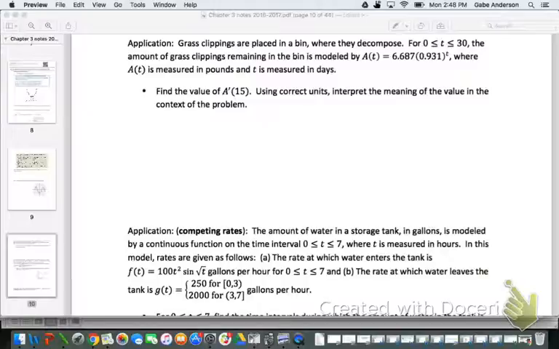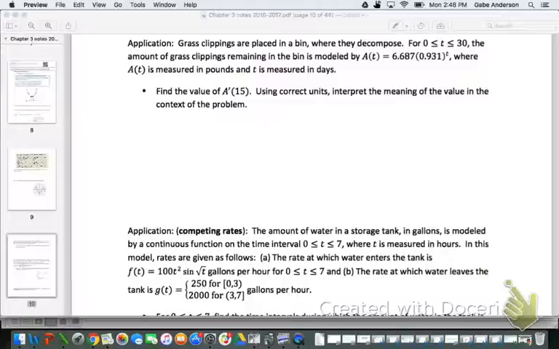It does say t is measured in days. So basically over the course of a month, 0 to 30 days, the grass clippings just sit there in the trash can and they decompose. And decomposing usually means that they lose their mass, right? It's being changed into a different form, like smell and whatever. And so we've got this A of t.